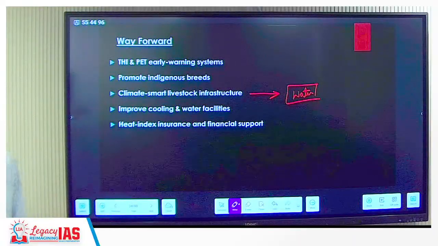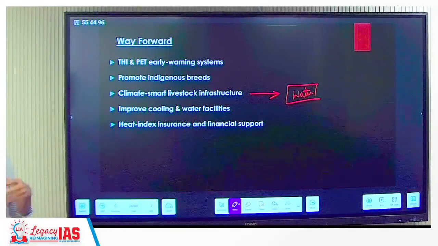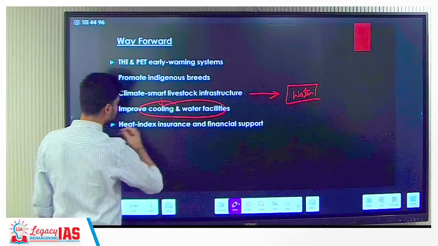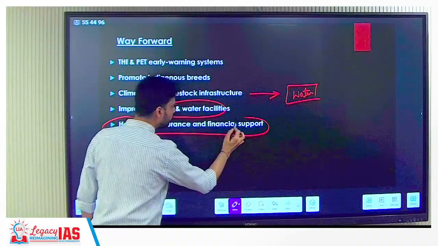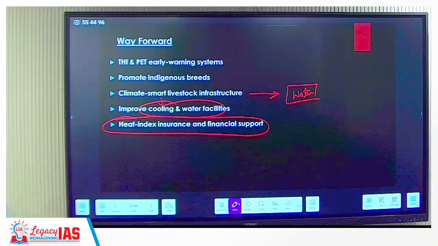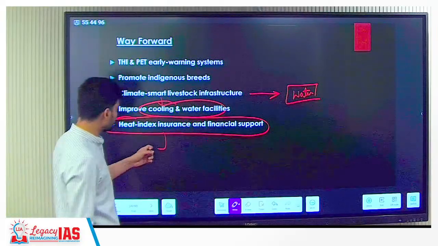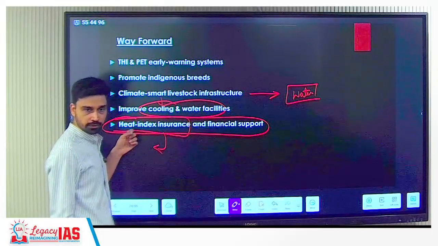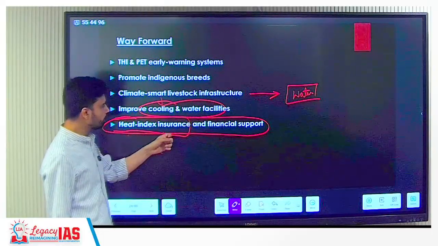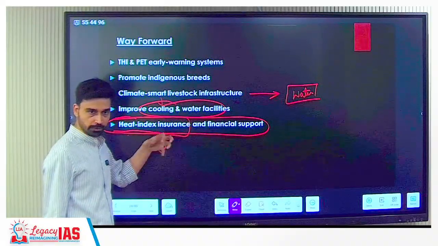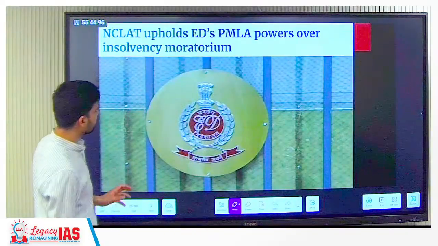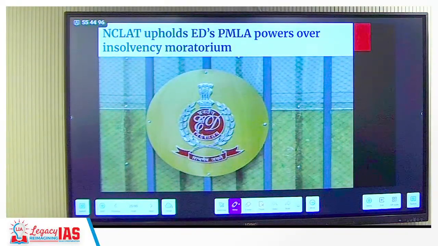A sprinkler system can be provided. Okay, animals should be put in the shade areas. They should not be exposed to the heat, temperature and all that. Improve cooling and water facilities, and also the government should make provision where farmers' livelihood should be supported, should be protected by having which kind of insurance? Heat index based insurance. If the heat index increases, the farmer should be allowed to get some insurance money, because they are losing productivity and milk yield. Plus financial support to the dairy farmer. That is the recommendation.